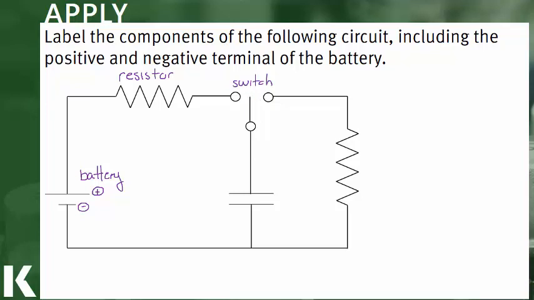And below the switch, we see two parallel lines of equal length. This would be a capacitor. And finally, we have another resistor. So now you should feel more comfortable identifying components of circuits.